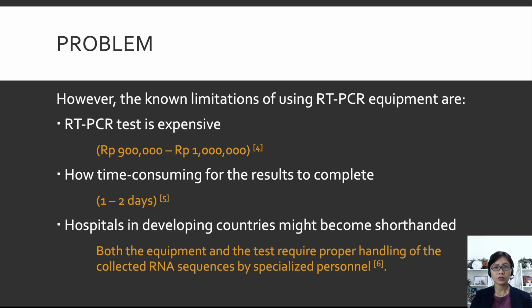However, the known limitations of using RT-PCR equipment are: the RT-PCR test is very expensive, and it is time-consuming for the results to complete. Hospitals in developing countries might become short-handed. Both the equipment and the test require proper handling of the collected RNA sequences by specialized personnel.